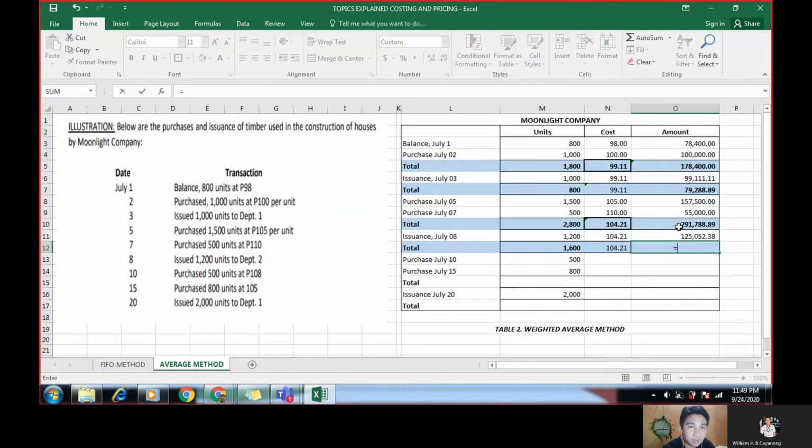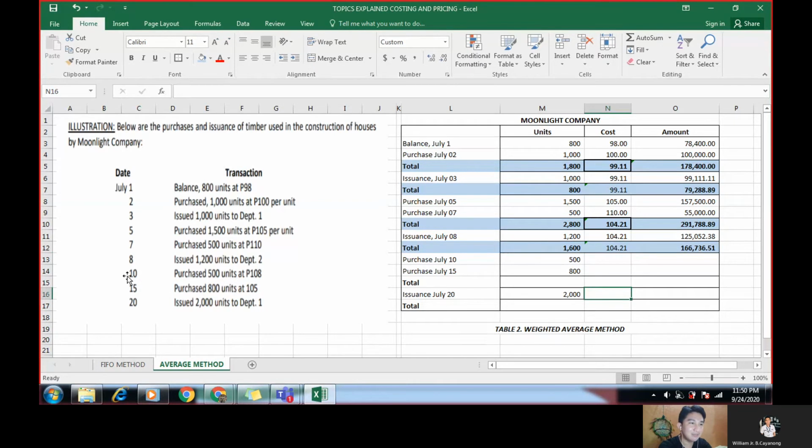Now, 291,000 will be reduced by how much? Ito, the issuance. 125,052.38 and press enter. So, ang natira na lang nating inventory is 1,600 at a price of 104.21 and yung total amount is 166,736.51. Okay, we're halfway through na.